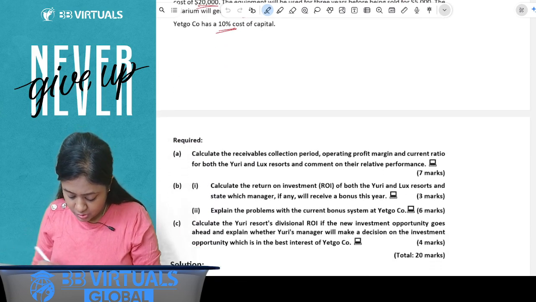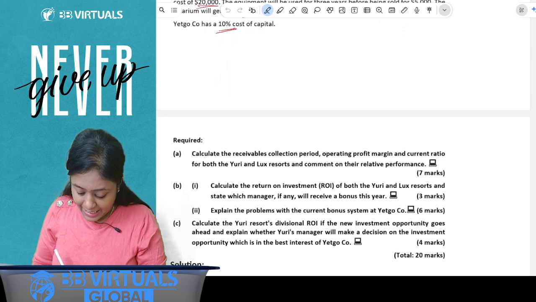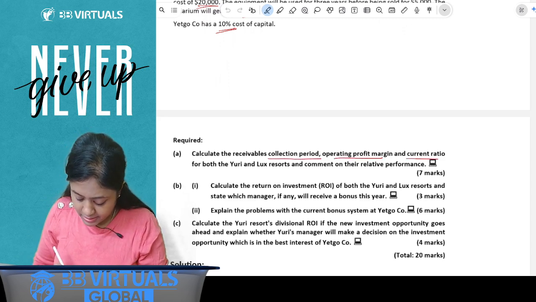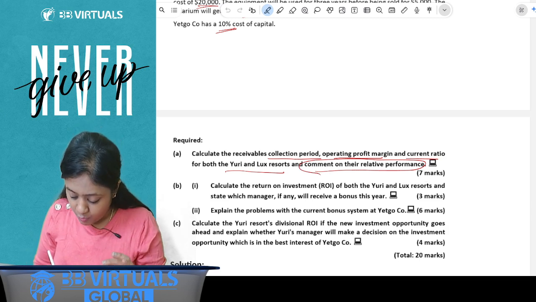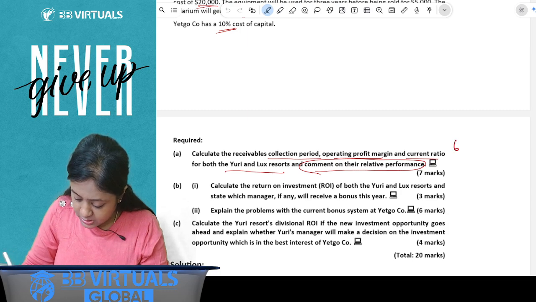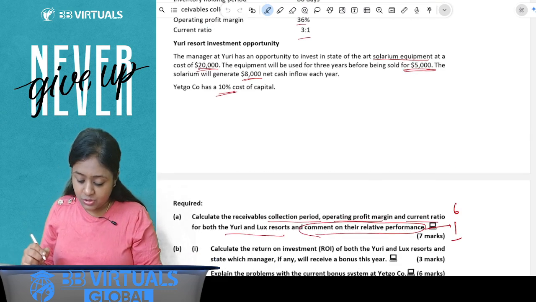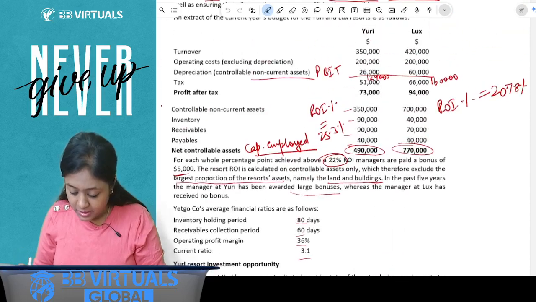Let's see the requirements. It has got multiple parts, almost one, two, three, four questions. Calculate the receivable collection period, operating profit margin, and current ratio for Uri and Lux resorts and comment on their relative performance, 7 marks. So you can say that these three would be for around 6 marks, and this commenting is for around 1 mark. Okay, so let's do the calculations of receivable collection period, operating profit margin, and current ratio.